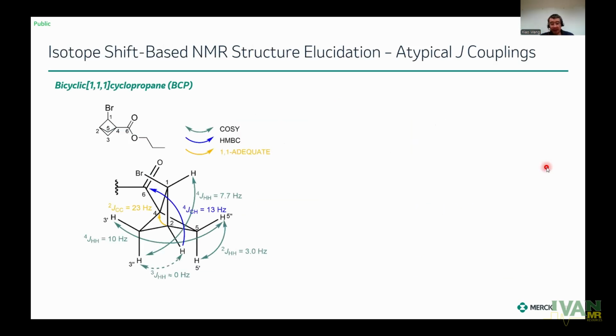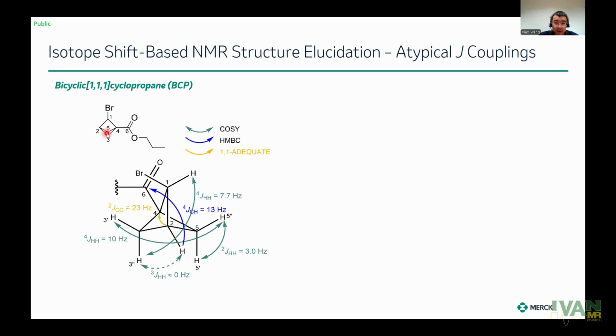And so next I will show some real examples in Merck, like how we use this isotope shift based structure elucidation to avoid the misassignment caused by conventional data analysis and spectral interpretation. So this is the BCP molecule, and this now is a substituted BCP molecule.